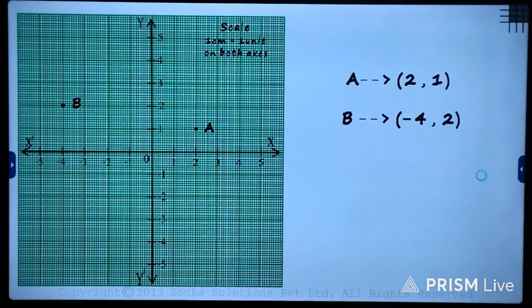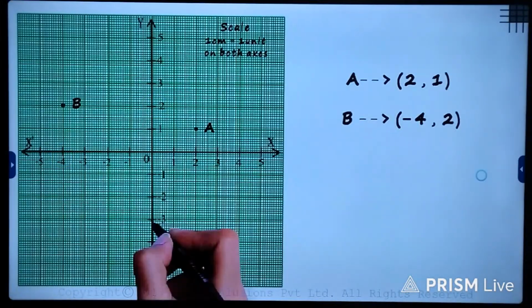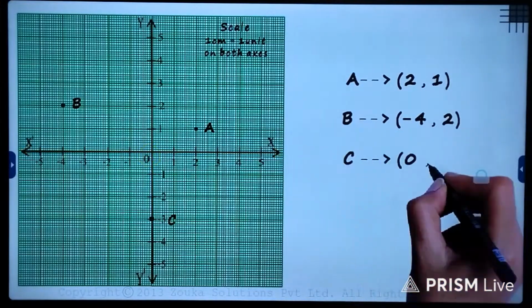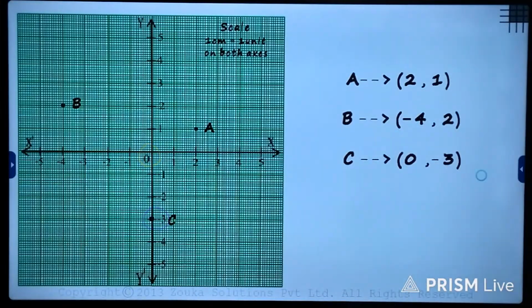Now it gets even more interesting. In point C, what are its coordinates? The y coordinate is obvious, it's minus 3. But what about the x coordinate? It's 0. The perpendicular meets the x-axis at 0. So its coordinates are (0, minus 3).